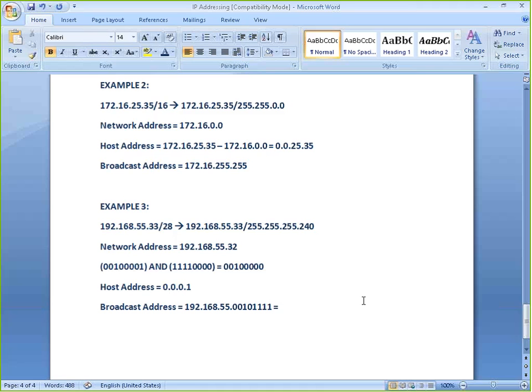So effectively our broadcast address is going to be 192.168.55. Now you have to convert this binary into decimal. So try to do that and give me the value.